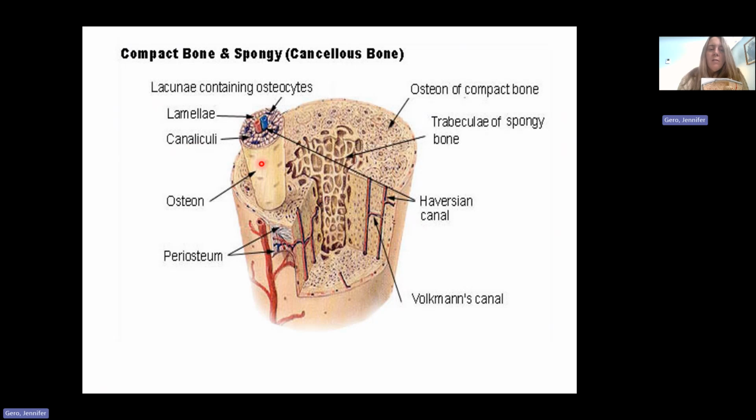But this osteon needs to be able to communicate with this osteon. And so that's why we have, this would be a perforating or Volkmann canal. Like you see these two osteons, they need to have their blood supplies connected. So they are going to be connected with a Volkmann canal, which is also called a perforating canal.